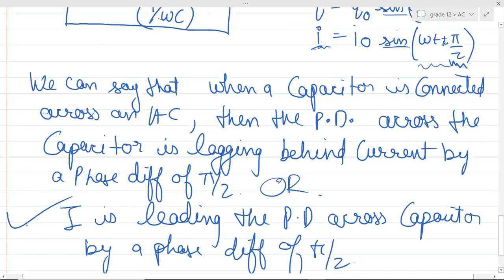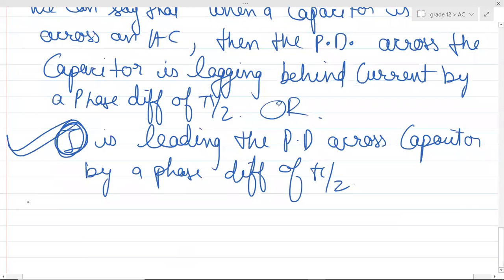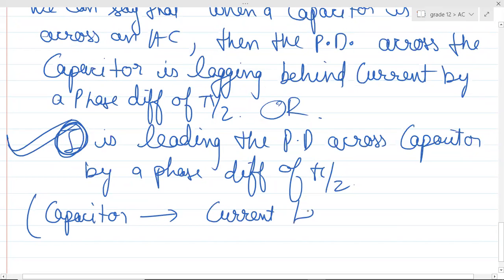And I try to remember it like this. I never try to remember which is lagging; I always try to remember in the name of current. In the case of a capacitor, the current is leading. And how will we remember this? Capacitor, then current leading. Is this clear?